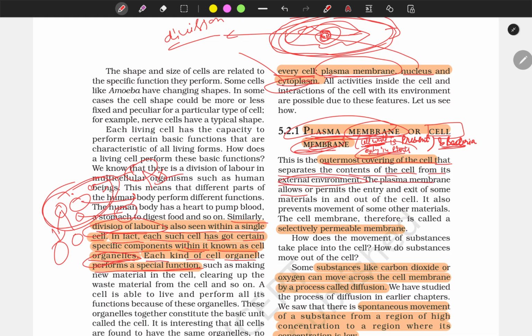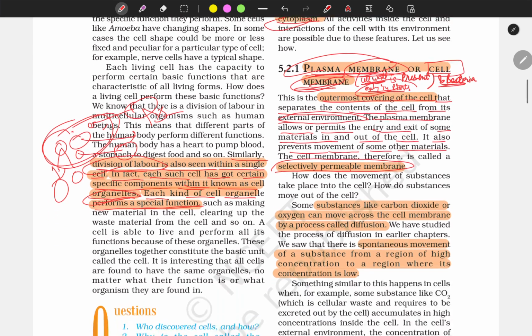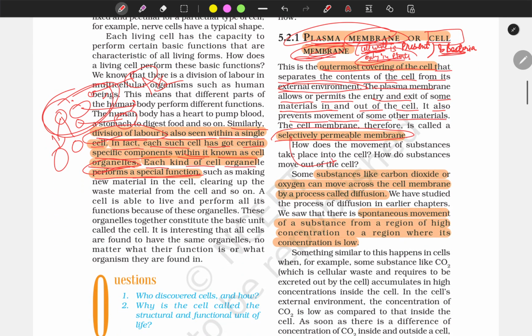The plasma membrane permits the entry and exit of material in and out of the cell. It also prevents the movement of some other materials. So it is a selective membrane, and this is why it is called a selectively permeable membrane. So what it permits and what it does not permit.